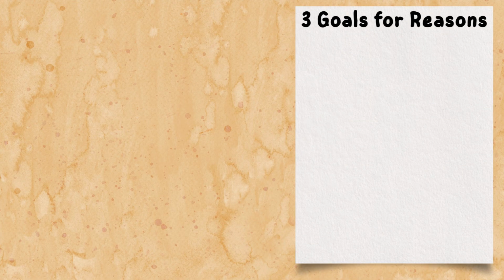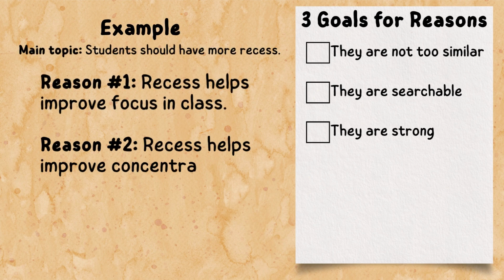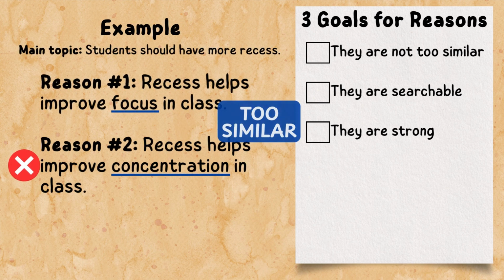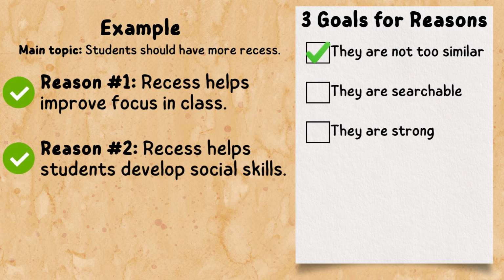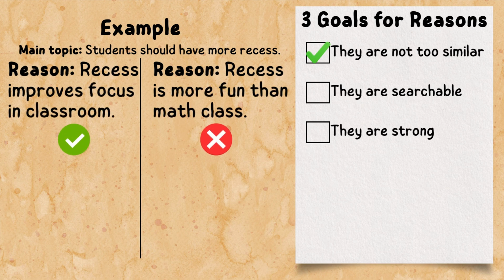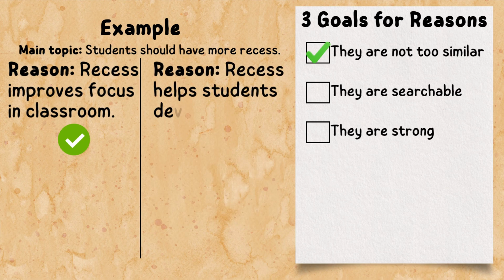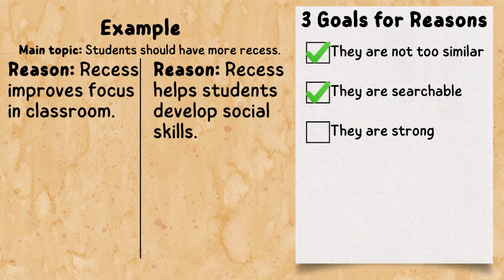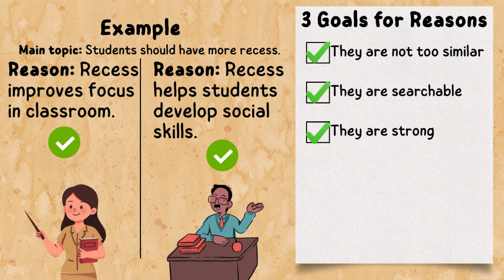As you decide on your reasons, make sure they meet these 3 goals. Number 1, they're not too similar. They shouldn't have overlap, meaning it will be easy to find different information on each one. Number 2, they are searchable. You must be able to find at least 3 different facts, statistics, or expert quotes for each reason. Number 3, they are strong. They should be powerful enough to convince your specific audience, in my case, teachers and a principal.